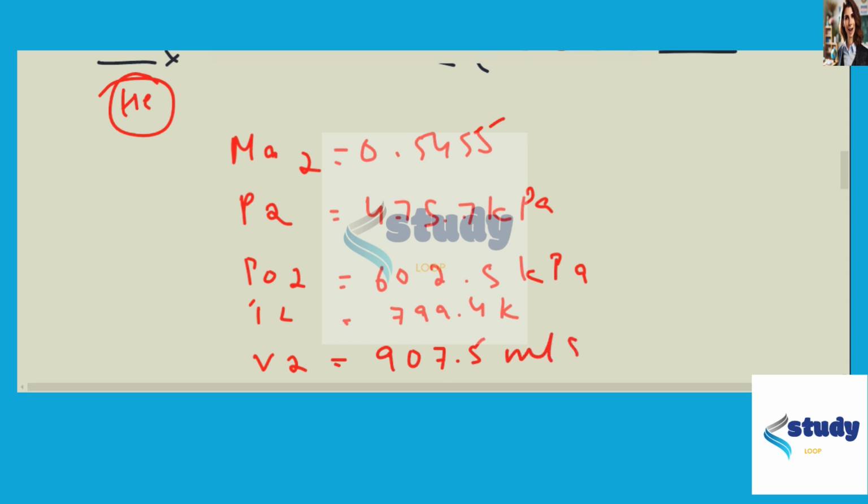907.5 meter per second. So when you see, the velocity and the Mach numbers are higher in case of helium as compared to the air. So understood this question?